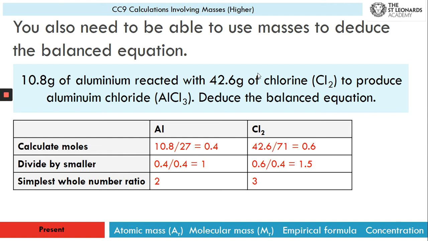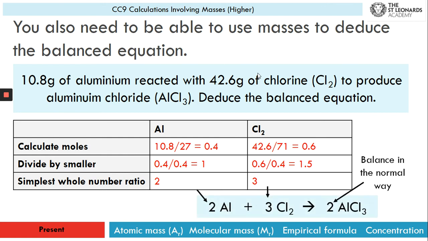So this is where we're then working out the ratio. To work out the ratio of something, you divide both the numbers you have by the smallest number. So that means you get 0.4 divided by 0.4, which gives you 1. And then you do 0.6 divided by 0.4, and that gives us 1.5. So that's a ratio of 1 to 1.5. But when we're writing the formula equation, we're not going to have 1.5 of something, so we need to make it the simplest whole number ratio. So in this case, 1 to 1.5 will be a ratio of 2 to 3. So that means I have 2 aluminiums plus 3 chlorines gives us 2 aluminium chlorides.